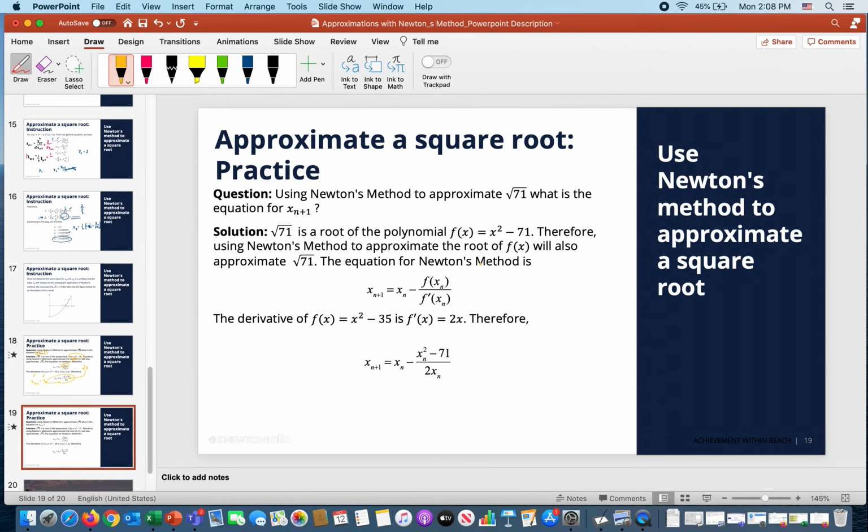This one's very similar, so we do the same thing. f of x sub n is just going to be x sub n squared minus 71. That's what we have in place of f of x. And then on the bottom we have the derivative of x squared, which is 2x. And so there's my equation for approximating the square root of 71.